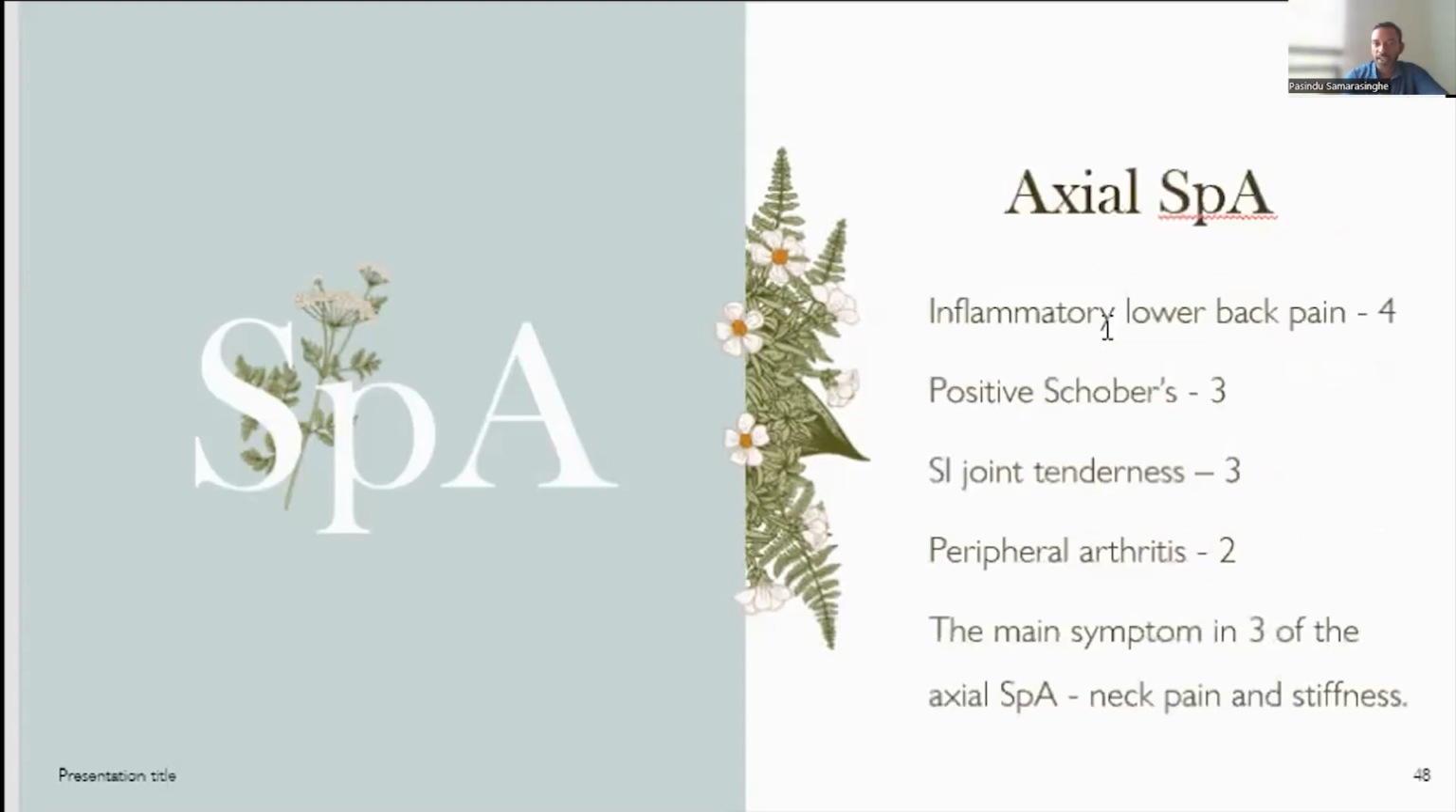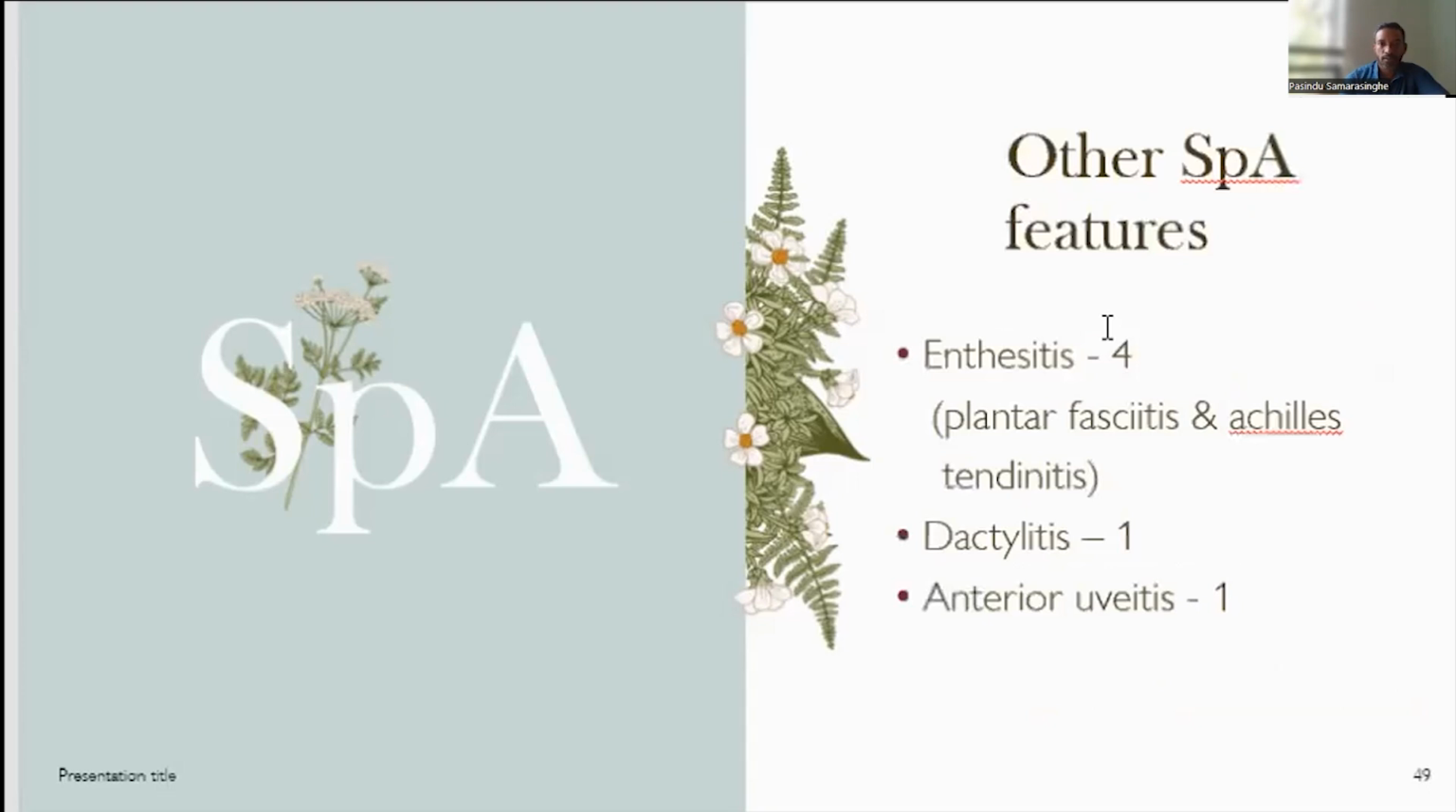So the symptoms of our patients, 4 patients had inflammatory lower back pain, obviously the ones with axial SpA. Only 3 were positive with Schober's. Only 3 had SI joint pain, and 2 had peripheral arthritis. The main symptom in 3 of the axial SpA patients was neck pain and stiffness, so not the lower back pain. The main involvement was the neck. So you can have patients who present with neck pain who have spondyloarthritis. And then enthesitis was seen in 4 patients, dactylitis in 1 patient, and anterior uveitis in 1 patient.